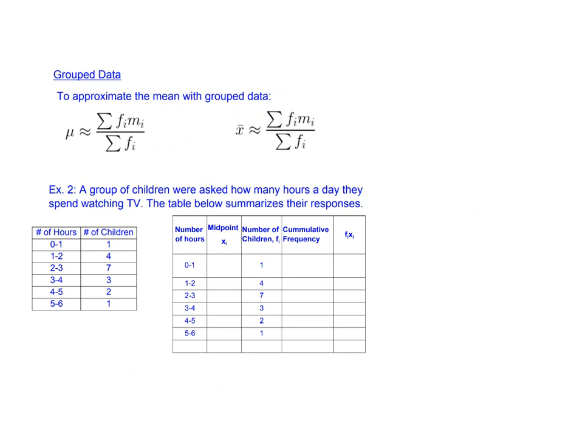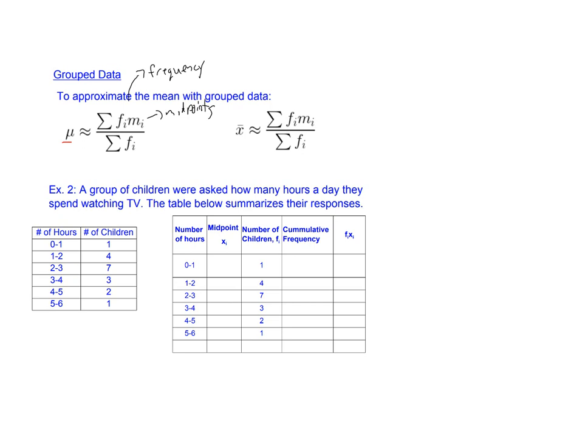Sometimes it's helpful to talk about data that's grouped together, and I'll walk you through an example. Again, this mu represents the population mean. So the mean for grouped data is approximately equal to the sum of the Fi's times the Mi's. The F's represent the frequency, and the M's represent the midpoints of the intervals. We'll work through an example so you can see what that looks like.